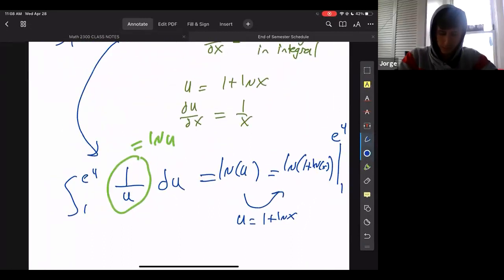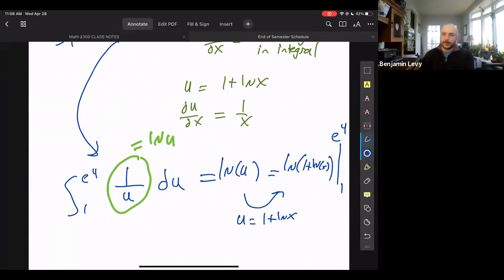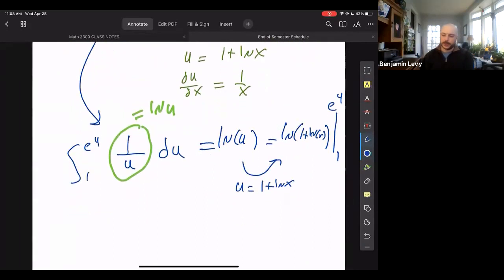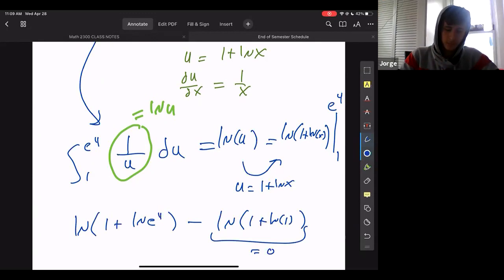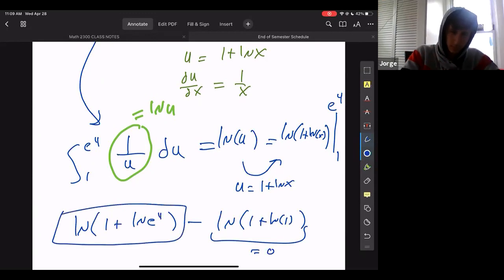Okay, that looks good. And how do you feel about plugging the numbers in? Is that all right? So it would just look like this. You can finish it yourself, but first you plug in e to the 4, and then you plug in 1. And ln 1 is 0, actually. So this is just going to equal 0, I think. All right. So it's really just going to end up being this piece.